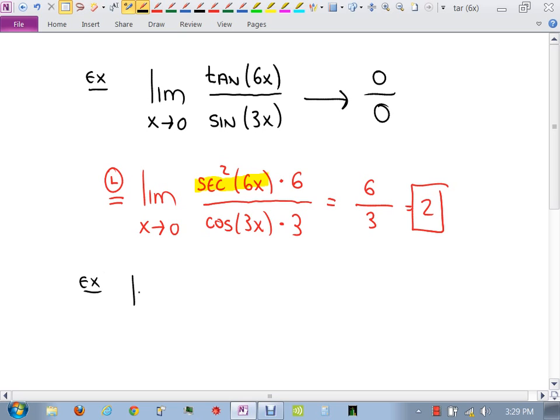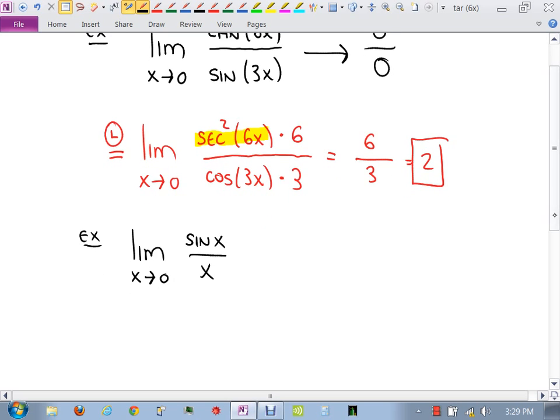How about this one? This is one that I asked you to memorize. Every calculus student should know this. Limit as x goes to 0 of sine x over x is 1, right? I just told you that. I said take it on faith.